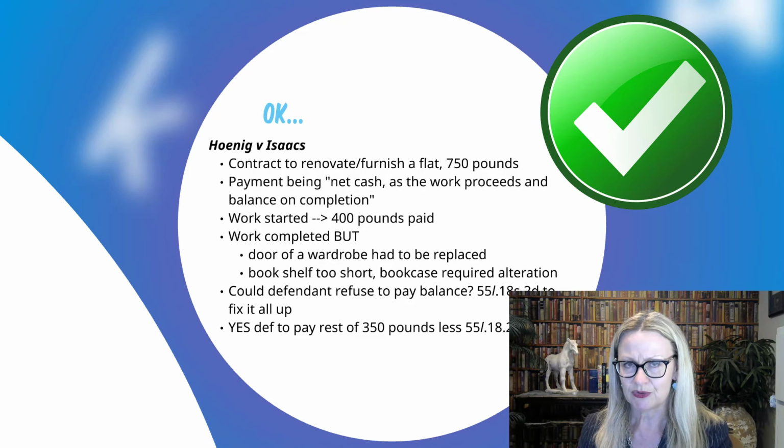In that case, there was a contract to furnish a flat, renovate a flat, and that contract was for £750. Payment being net cash as the work proceeds and the balance on completion. So clearly there were progress payments, but the payment was for all of the work to be done. The work got started, £400 had been paid. The work was then completed, but not to the contracting party's satisfaction. So one door of a wardrobe had to be replaced and one bookshelf was too short. The cost to fix all of that up was about £55.